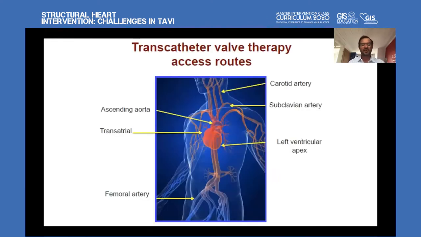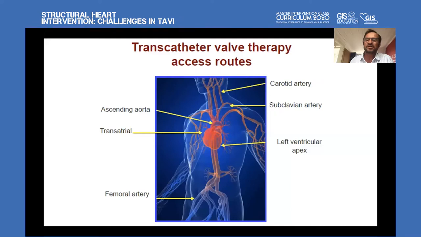So you have the femoral artery, you have the transapical and the transaortic, which are going to decrease. And then you have the supra-aortic, this is something we will do. So femoral access is the obvious gold standard.